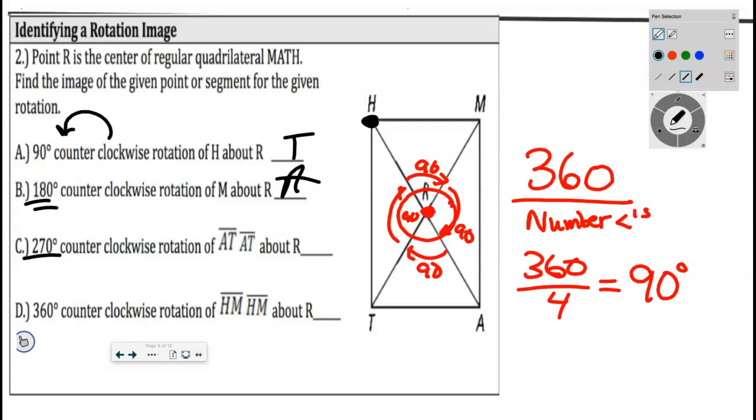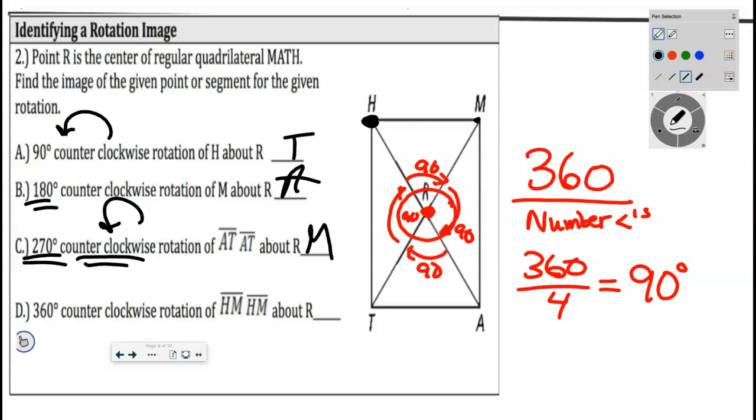How many clicks would 270 degrees be? How many clicks am I going to turn it? 3, Asante. Yeah, exactly. They'll tell you which way. This also says against the clock. So I'm going to kind of pretend this is on a stick, and I'm going to go 1, 2, 3 clicks. It would land on M. Done. Kind of easy, right?